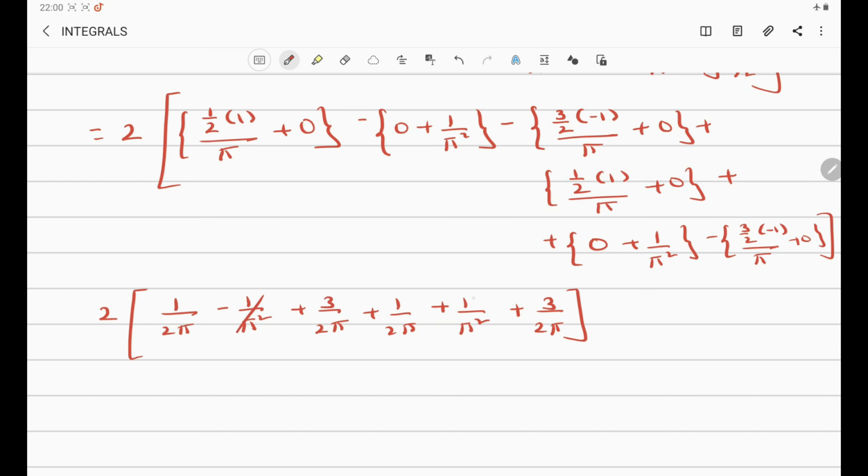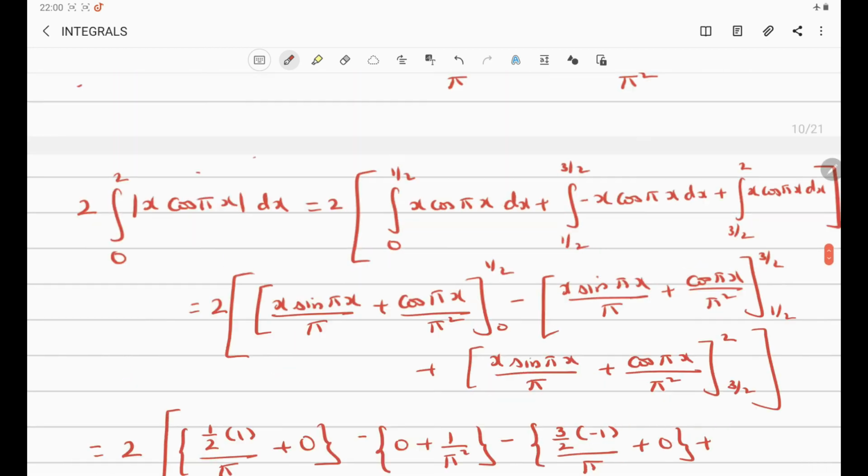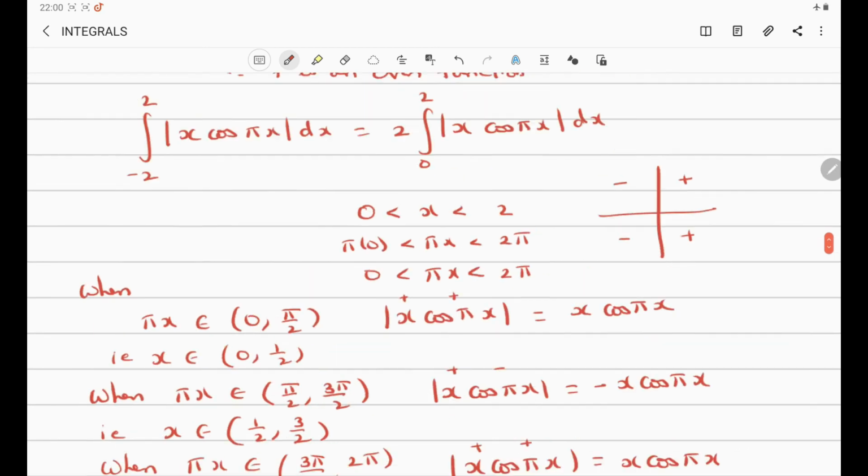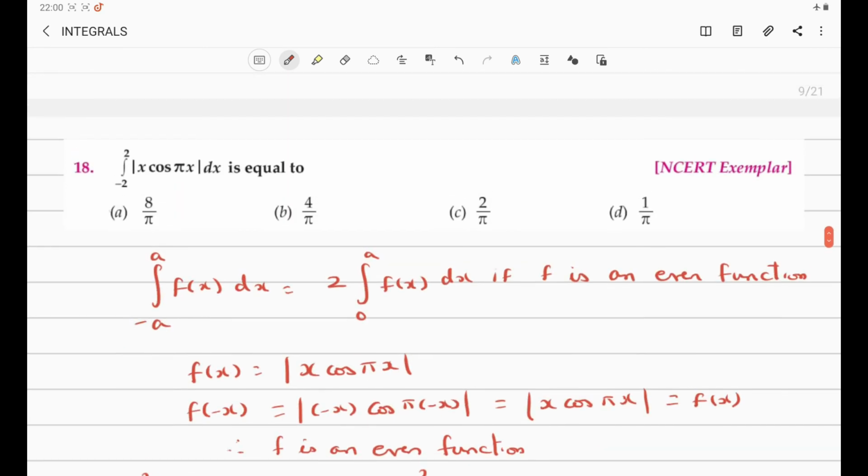So minus 1 by pi square gets cancelled here, so we get 2 into 1 plus 3 4, 5, 5 plus 3 8, 8 by 2 pi. So 2 gets cancelled and we are left with 8 by pi. So the right answer will be 8 by pi. So option A is the correct answer.